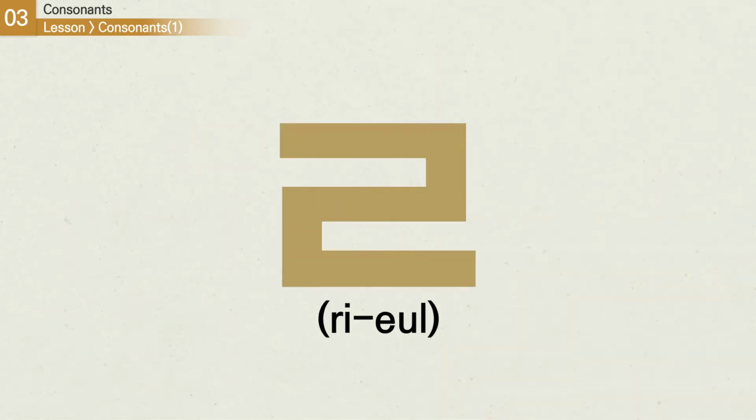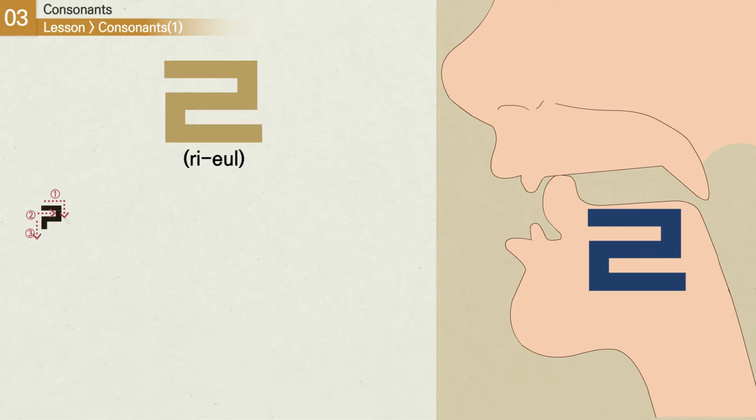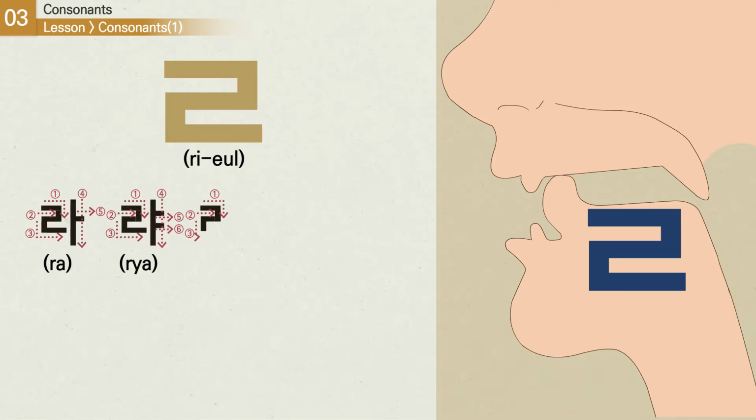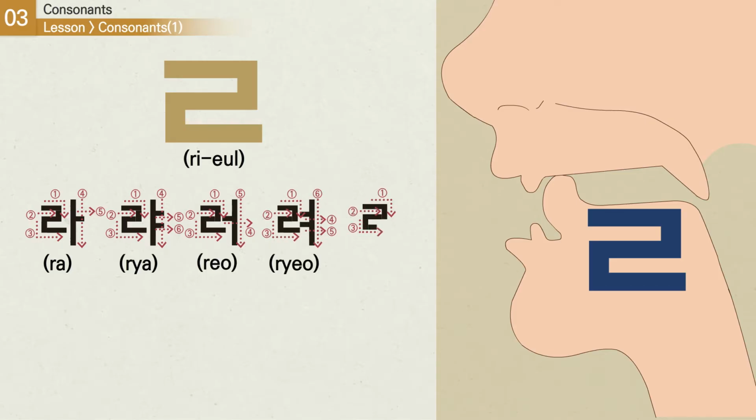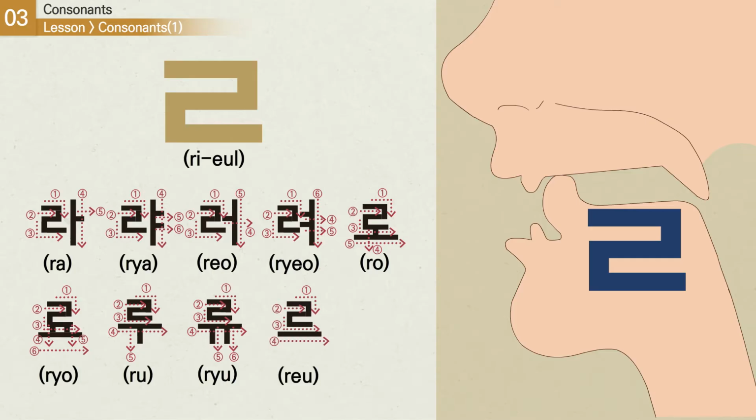Next, we can add another stroke to tigut to make the character rieul. Rieul is a sound made by softly rolling your tongue. Listen carefully. 라, 랴, 러, 려, 로, 료, 루, 류, 르, 리.